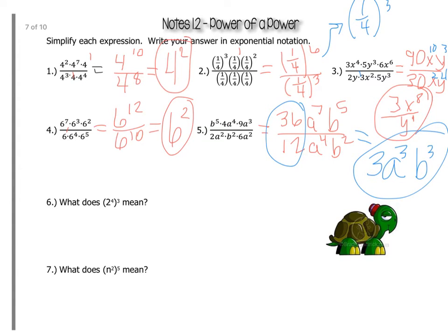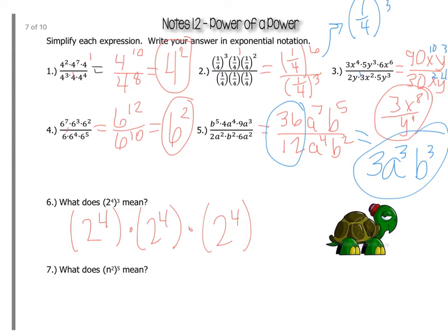All right, if you didn't notice, the notes for this one is called power of a power. Number 6 and number 7 are examples of questions that have power of a power. So for number 6, it says 2 to the 4th power raised to the 3rd power. What does that mean? If you're not sure, let me just spell it out for you. It's 2 to the 4th power times 2 to the 4th power times 2 to the 4th power.